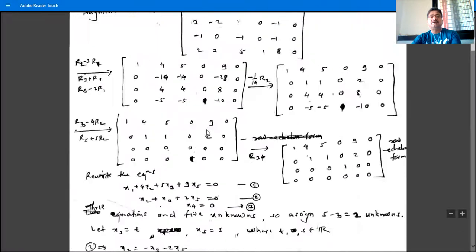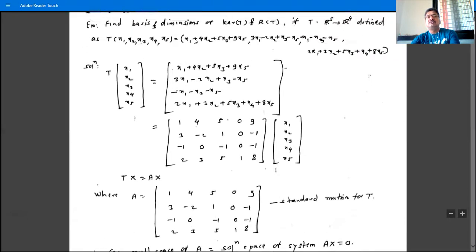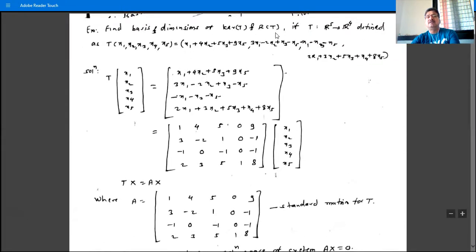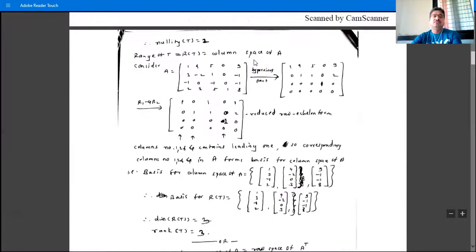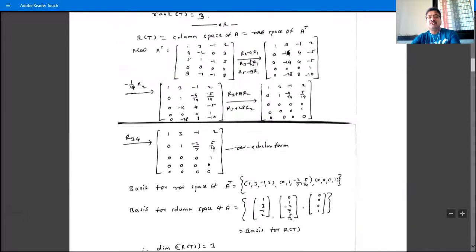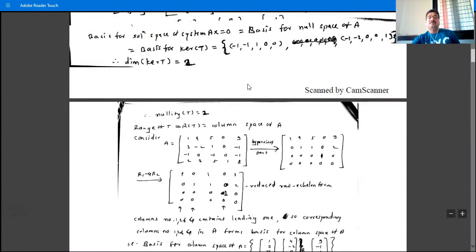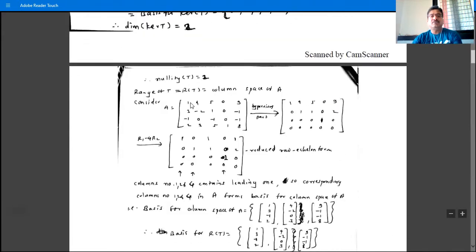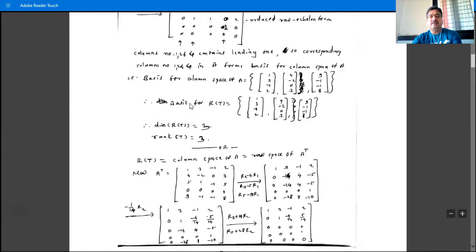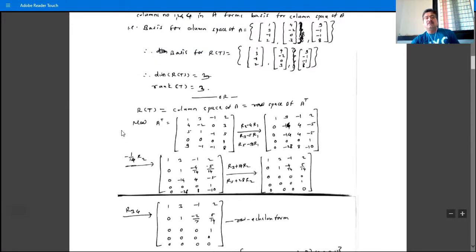So the question is: find the basis and dimension of the kernel of T and the range of T, and also find rank T and nullity T. So to find the rank and nullity of T, we have to find the basis for the column space and the basis for the solution space of the system AX equals 0. We can also find the rank of T or the basis for RT in a different way.